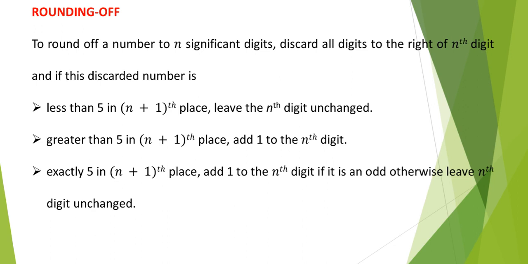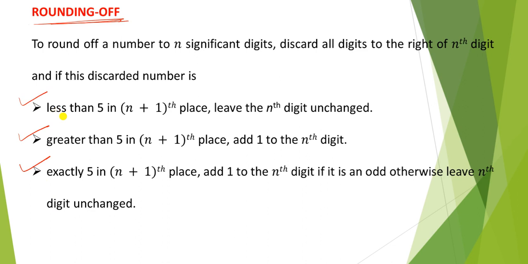Now next is rounding off a number. When we round off a number correct to, say, n significant digits, or correct to 2 decimal places, 3 decimal places, or 4 decimal places, we apply these three rules.